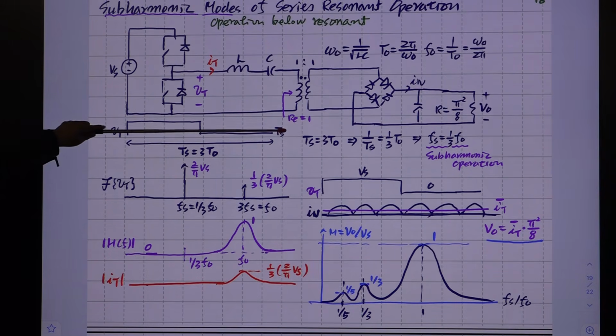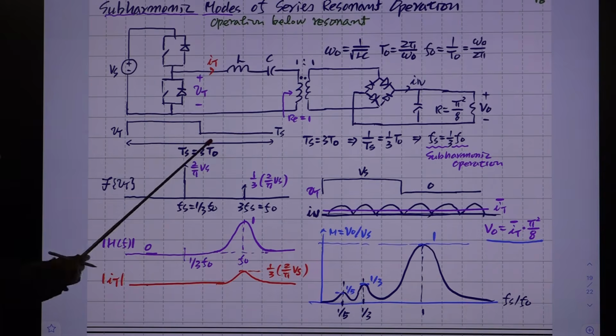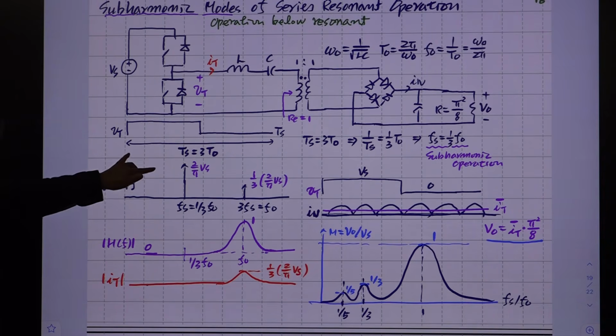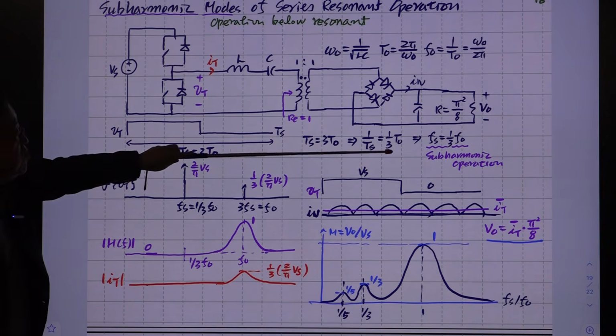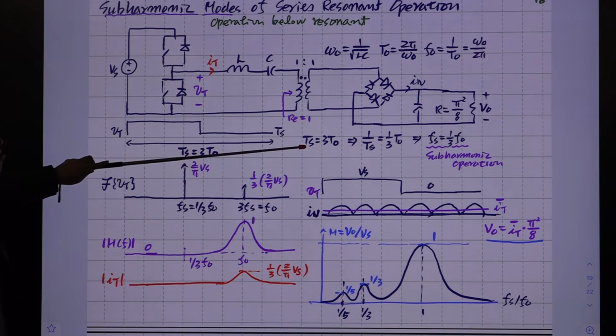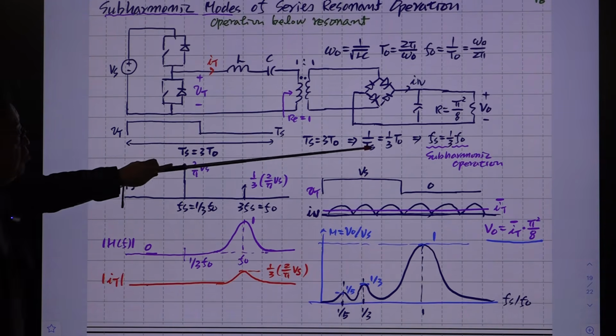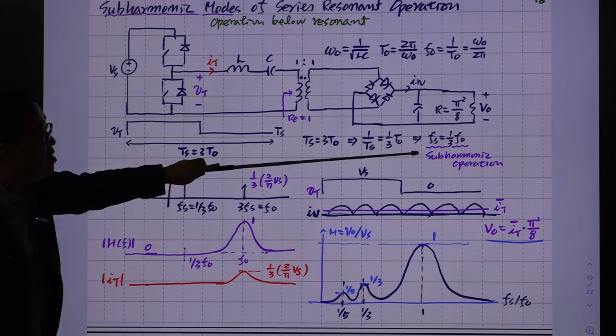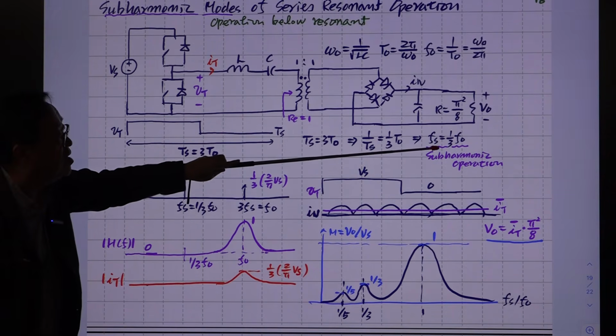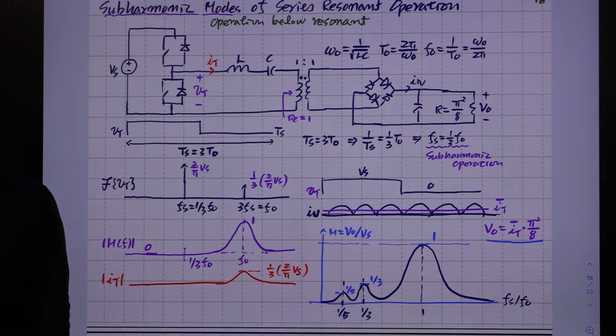This is the switching period, right? And this is the resonant period, 3 times the resonant period. So we are operating with this condition. Ts is the switching period, and this is the resonant period. If you flip this over, you have this expression, which means you are operating at 1/3 of the resonant frequency.